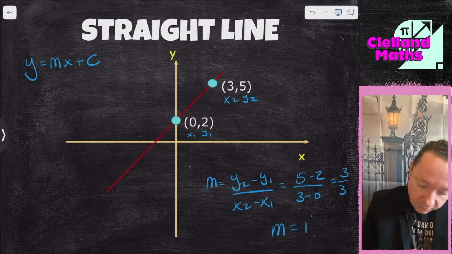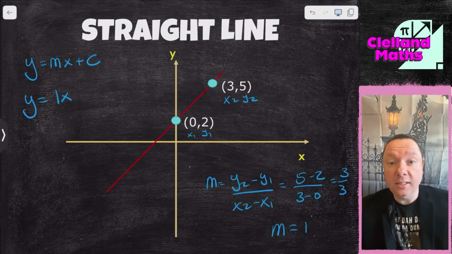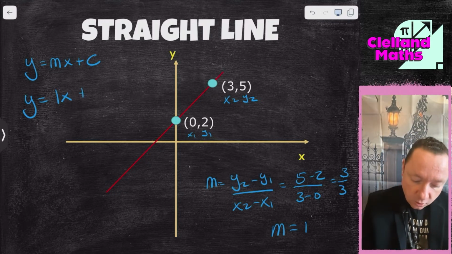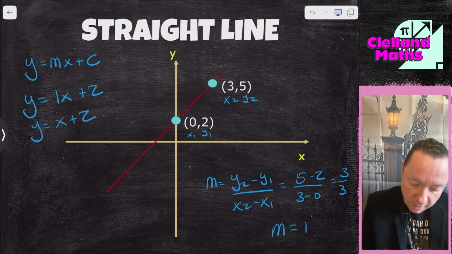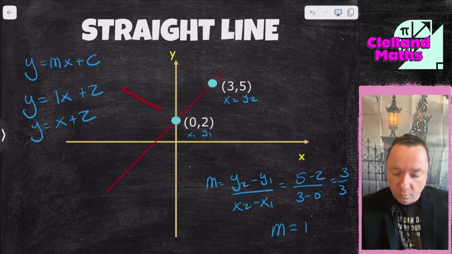Now, what does that mean? It means that the equation is y equals 1x, and plus c is where it cuts the y-axis, so plus 2. So I now know the equation of a straight line is y equals x plus 2. And if it had a negative gradient, it would slope the other way.